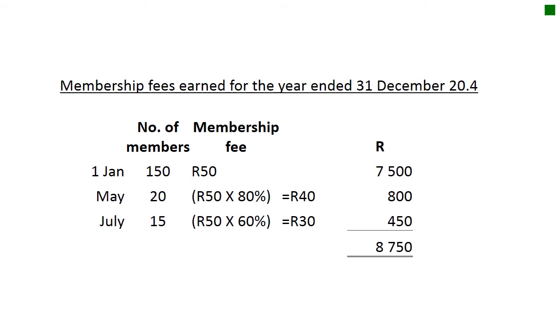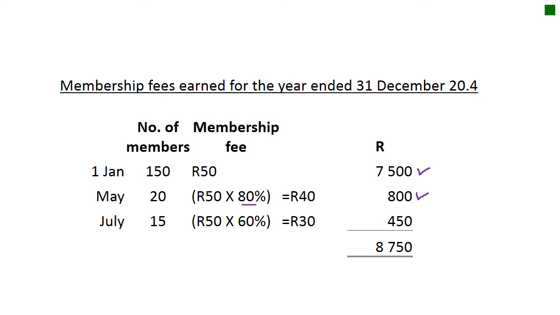So the membership fees earned for the year ended December 2004: we had 150 members at the 1st of January who owed 50 Rand each. Remember, that's our membership fee, giving us 7,500 Rand income. We had 20 members who joined in May. That means they only had to pay 80% of the membership fee, so they owed 40 Rand each. 20 times 40 gives you 800 Rand membership fee income.